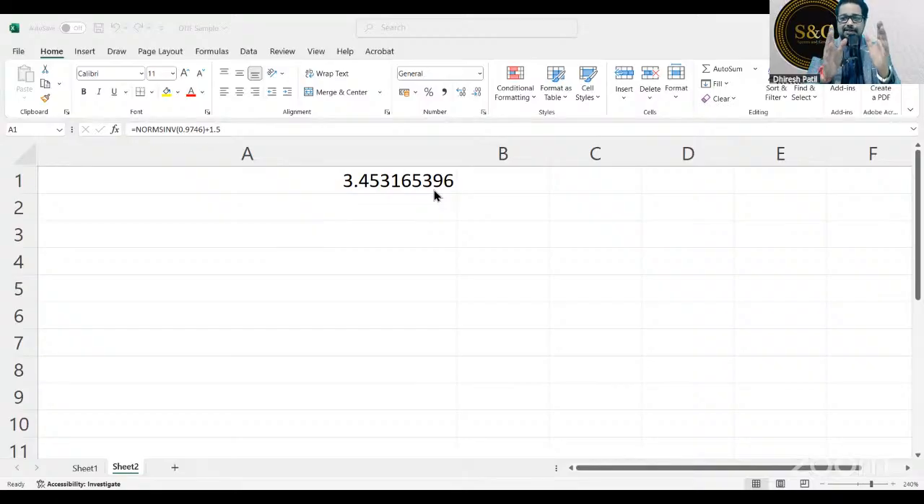So whatever is the yield, you can just put it in the formula. This is the current sigma process status. So currently this is a 3.45 sigma process. Okay.